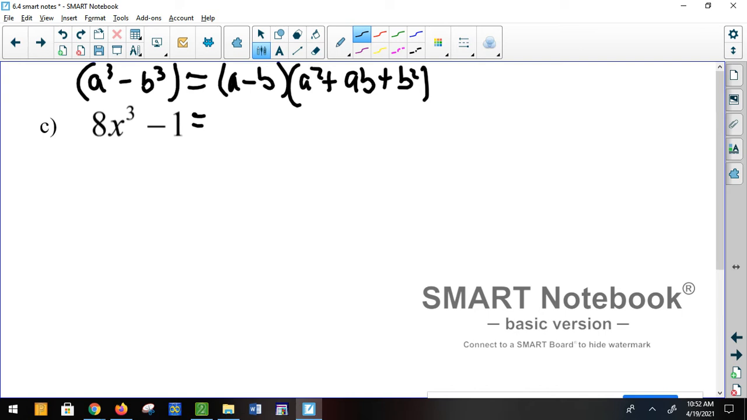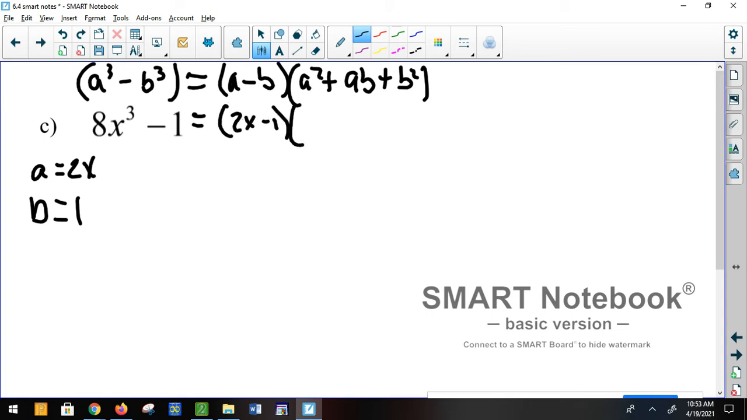All right, when I go to factor, the cube root, so a is equal to, remember, the cube root of that first term. If there is a coefficient there, you take the cube root of it. So the cube root of 8 is 2, and the cube root of x cubed is x. And then for b, don't ever forget that 1 is a cube number. And the cube root of it is 1. So now when I go to do the rest of the formula, a minus b is 2x minus 1.